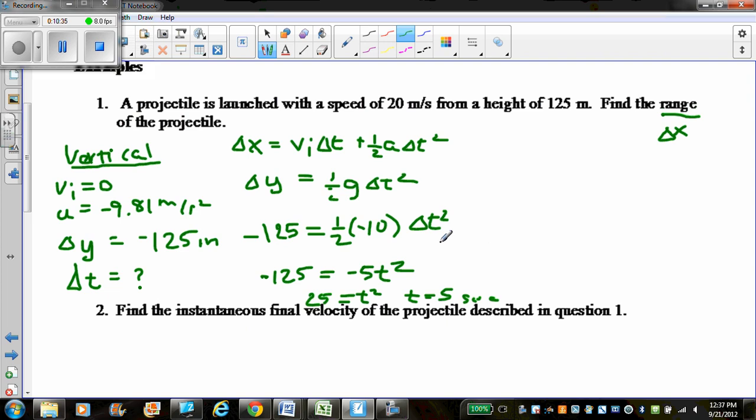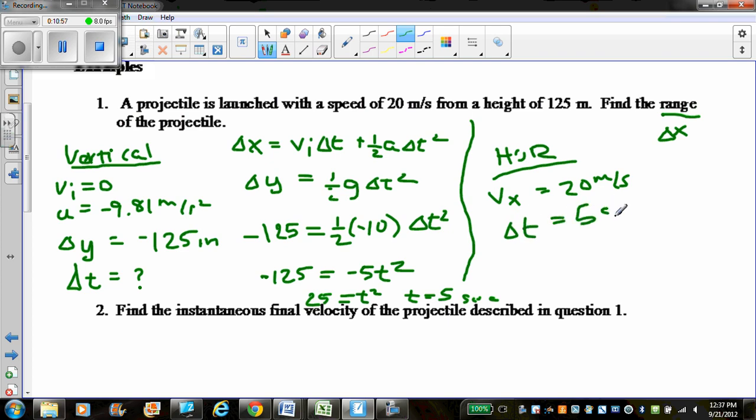Now, if the object is in the air for 5 seconds and it's got a horizontal speed of 20 meters per second, we can figure out how far it goes. In the horizontal, its horizontal speed is 20, and we know that it's in the air for 5 seconds. So we can figure out that its horizontal displacement is 20 meters per second times 5 seconds, or 100 meters.